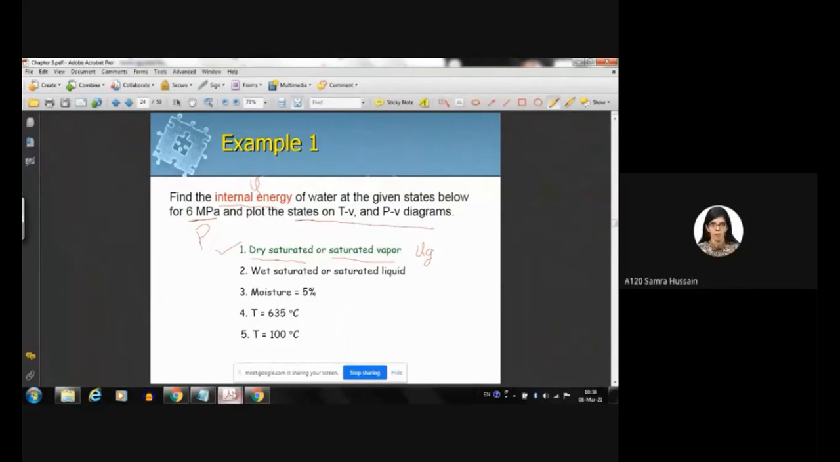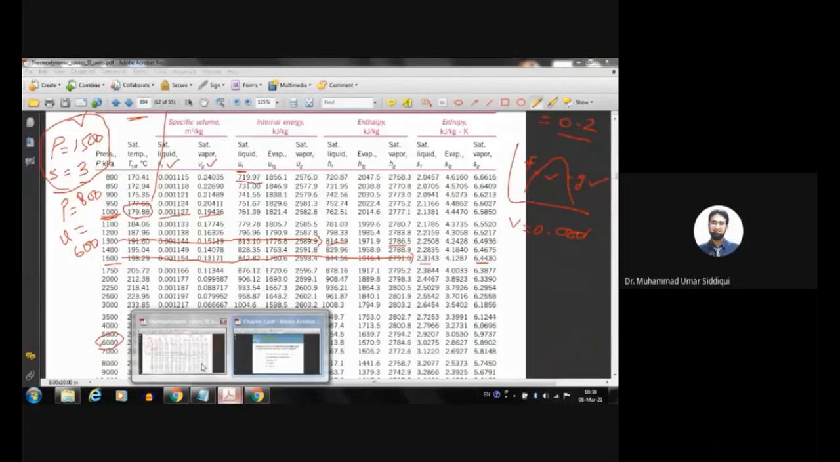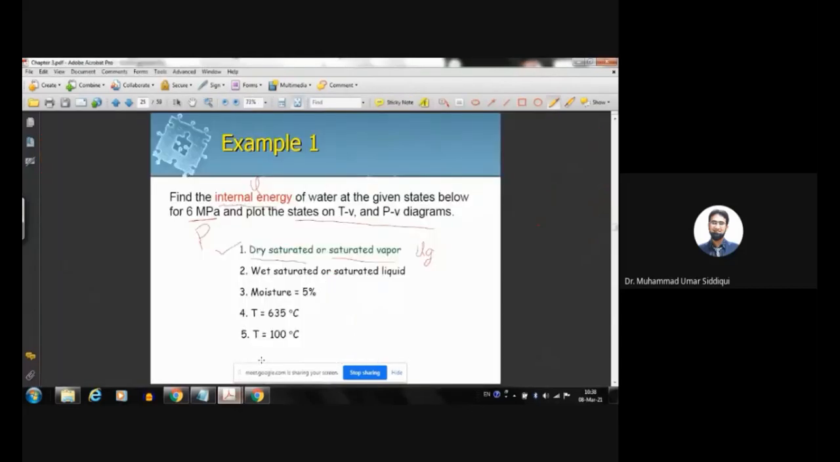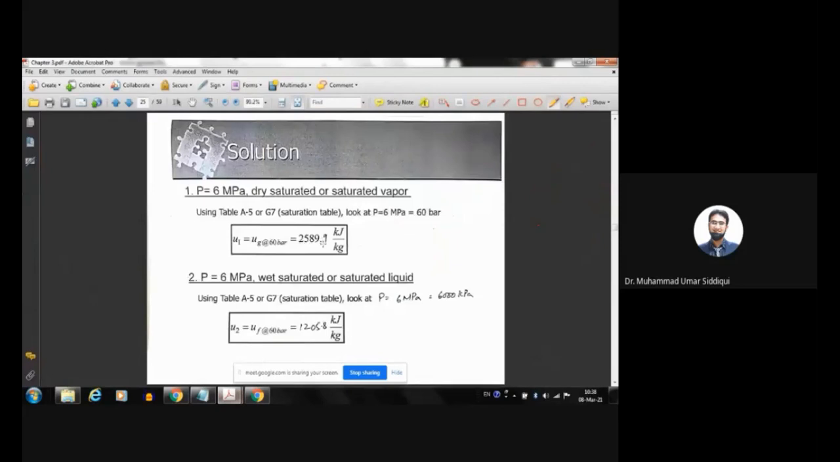So we go into the table at 6,000. Let's figure out where the U values are. That will be UF, sorry, not UF, that will be UG. It will be 2589.9. You can see here, 2589.9. That's the answer of the first part. Is this clear?